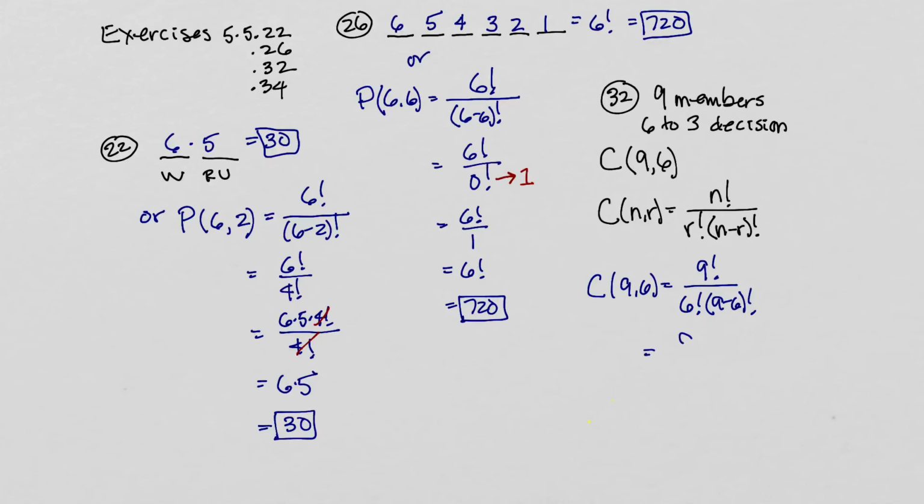So this is going to give us 9 factorial over 6 factorial times 3 factorial. That 9 factorial we can write as 9 times 8 times 7 times 6 factorial, matching the bottom, over 6 factorial times 3 factorial. The 6 factorials cancel, leaving us with 9 times 8 times 7 all over 3 factorial, which is 6. And when I computed this, I got 84.